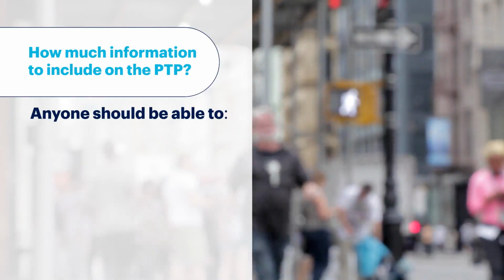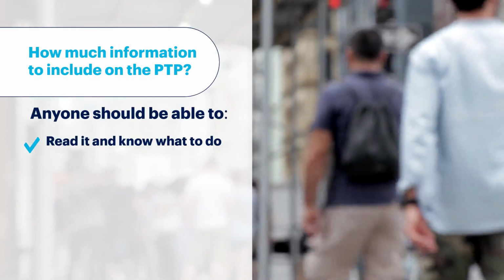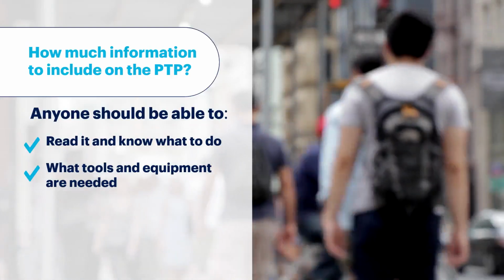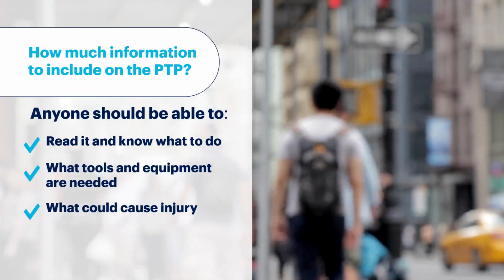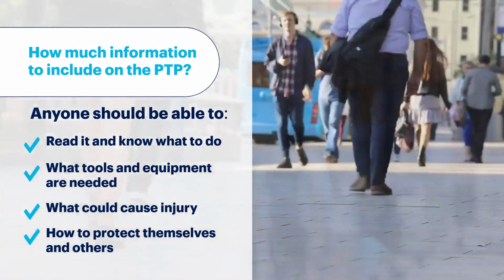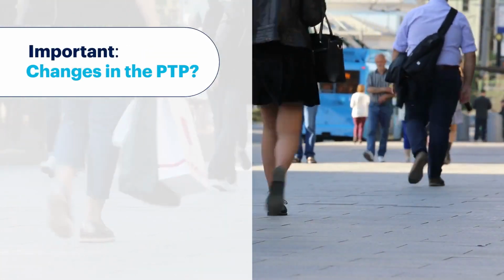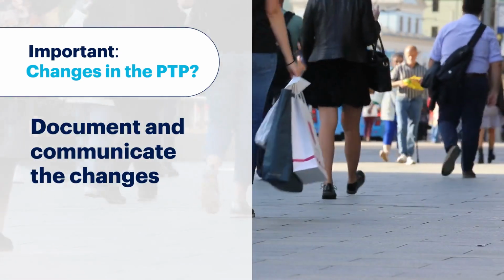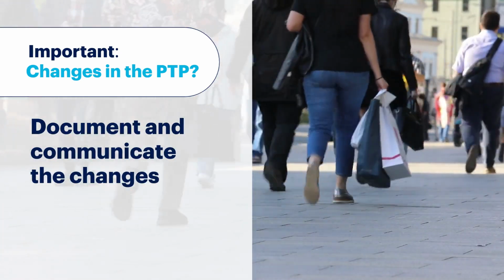The pre-task plan should include enough information that you could pass it off to someone walking down the street. They could read it and know exactly how to do that job, what tools and equipment are needed, what could get them injured, and how to protect themselves and others. If at any point throughout the day that plan changes, document those changes and communicate it to each person that it may impact.